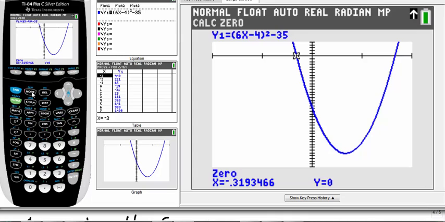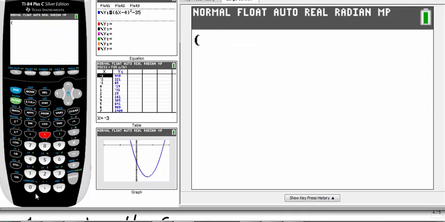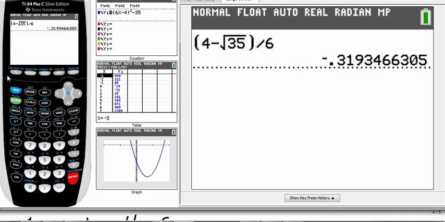So I'm going to go back to my screen. Need to have this in parentheses, 4 minus the square root of 35. And I'm dividing that by 6. So it looks like that matches with what the calculator said. So let's go ahead and paste that in, and then we'll go on to our next problem.